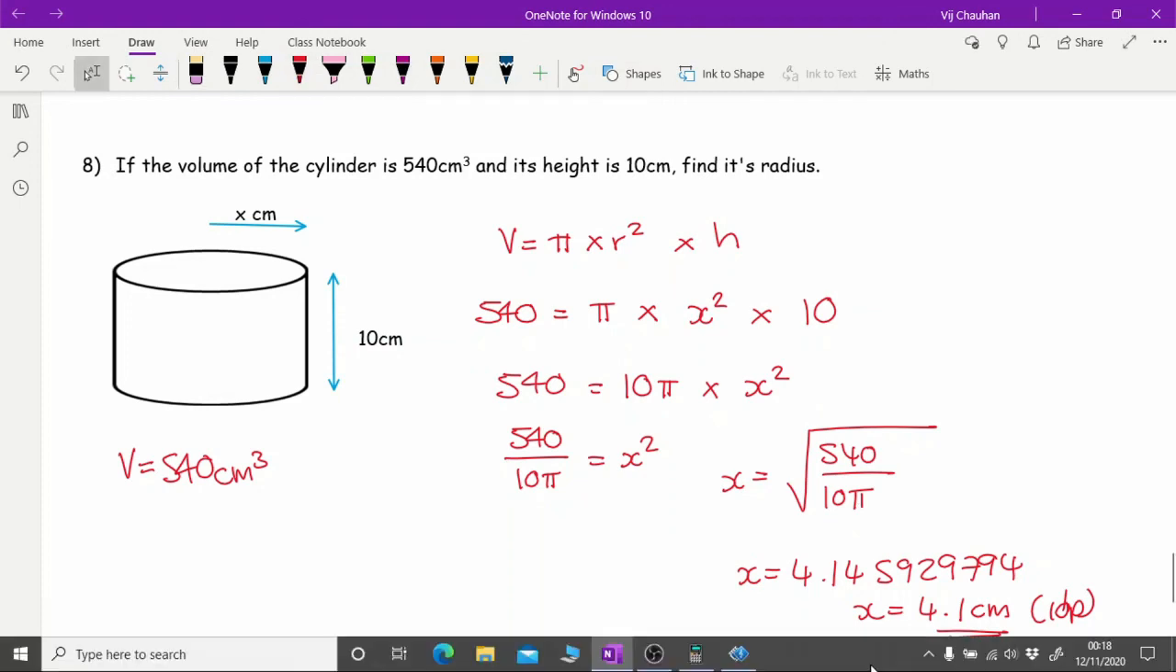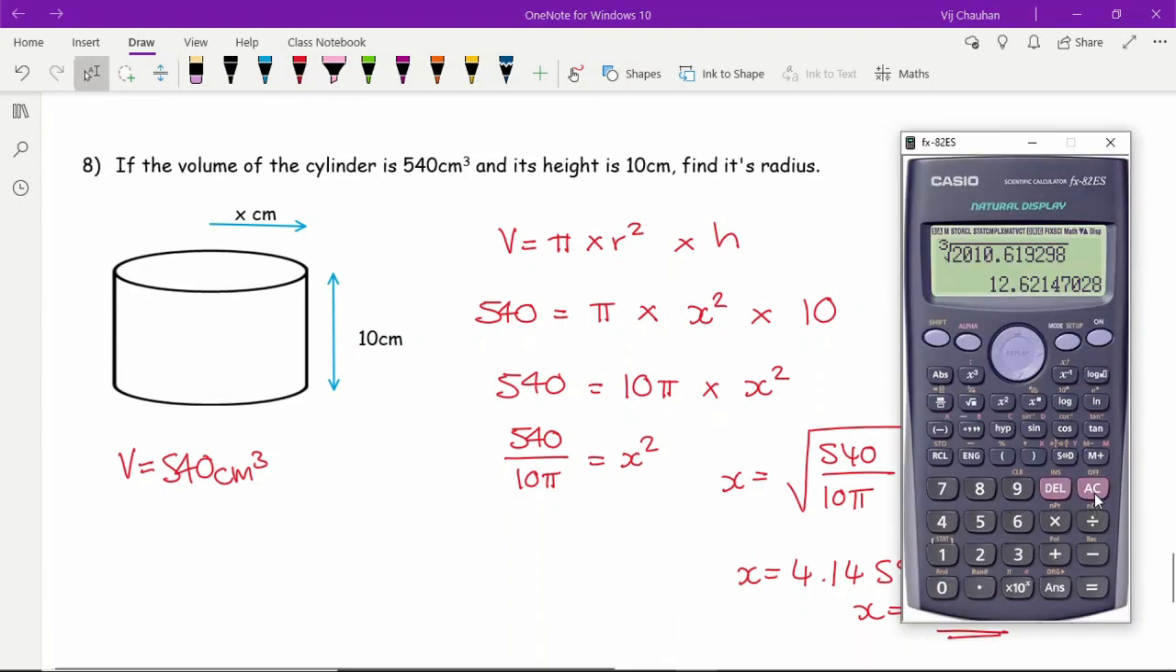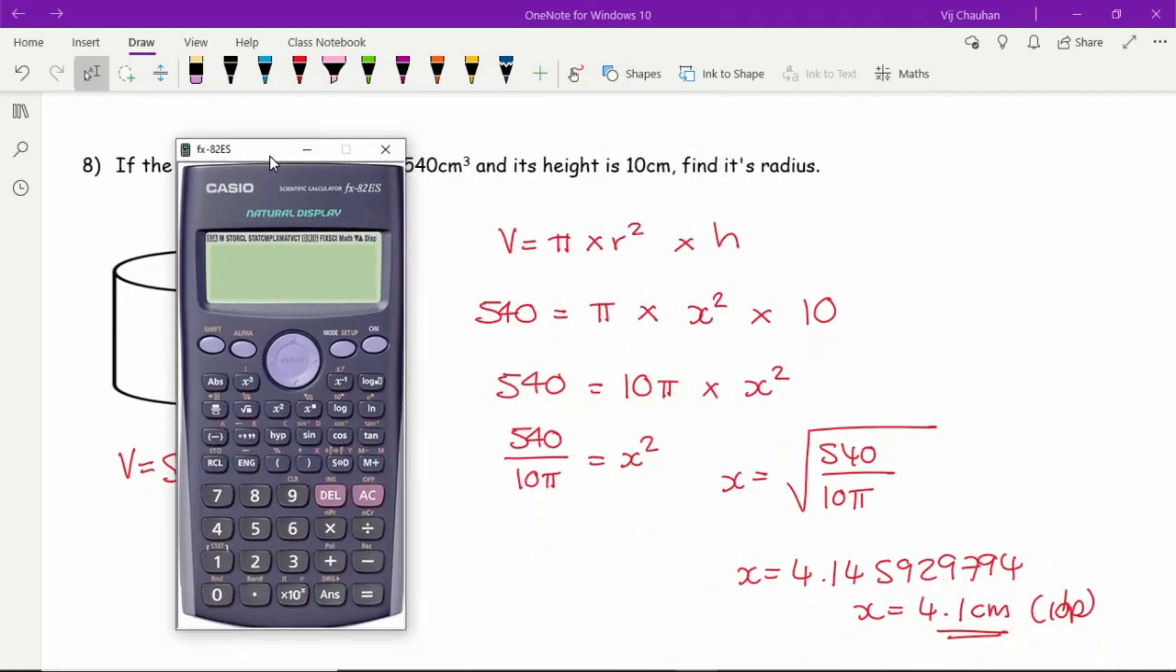And if you're not sure about how to enter that on your calculator, let me just reset it. All we're going to do here is press our square root button first, then press our fraction button if you've got one. I'm going to enter 540, scroll down, and then enter 10 pi, using shift pi on my calculator, press equals, and you can see it gives me the exact number. And all I've done there is round to 1 decimal place, giving me the answer of 4.1, and then not forgetting the units, which is measured in centimetres.